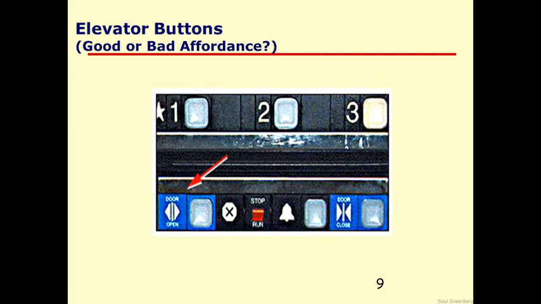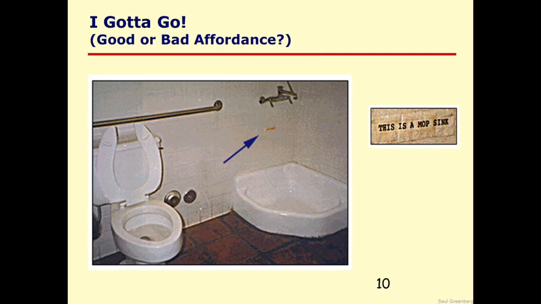Elevator buttons, we have already seen an example. Please look at this image. Good or bad affordances? The blue arrow shows a small note which is magnified on the right hand side. This is a mop sink, where you put the mop after usage. You should not end up considering it to be a basin, right? So you have to make people understand and tell them, because the shape itself is not self-explanatory.